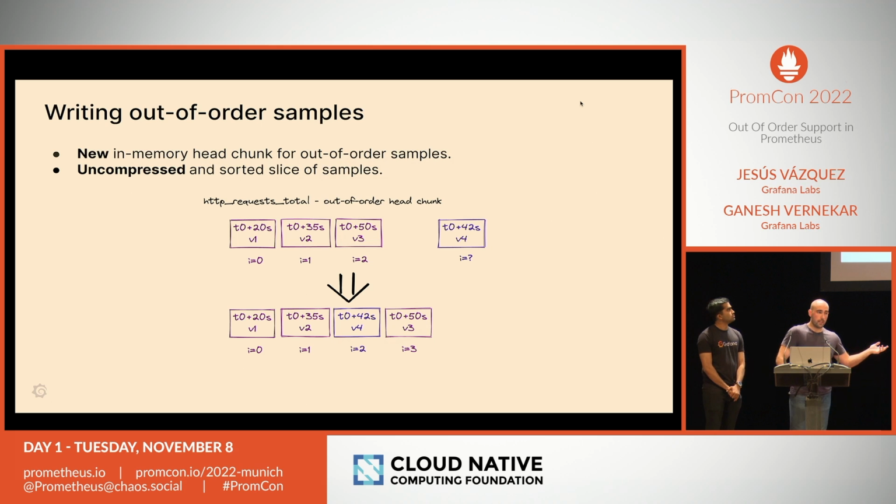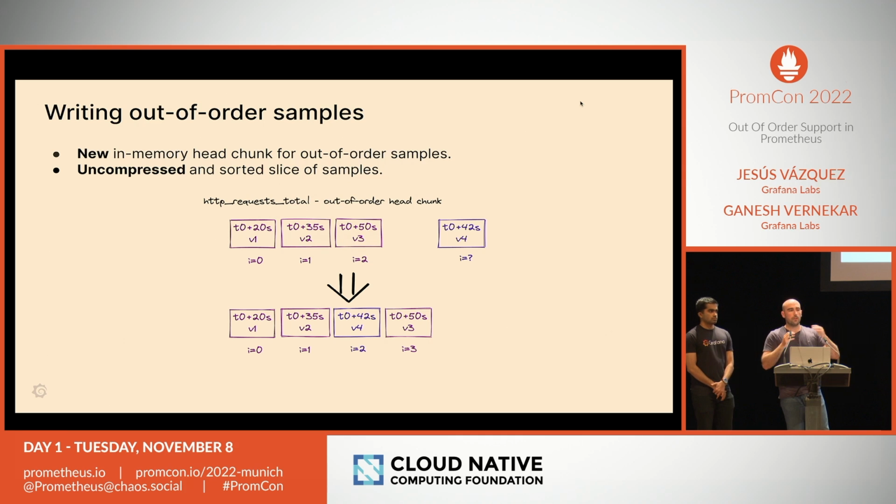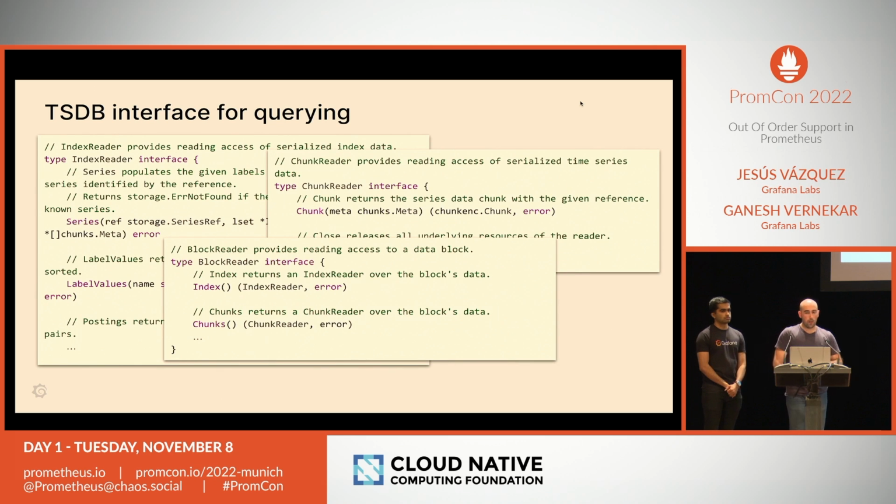Just remember that now our TSDB for each series is going to have 2 different head chunks, the in-order head chunk and the out-of-order head chunk. But we're going to be able to ingest everything. There will be some logic in the appender part of the TSDB that, based on the sample that arrives, checks the timestamp and knows which of the heads it goes to. Right. So now onto the reading part.